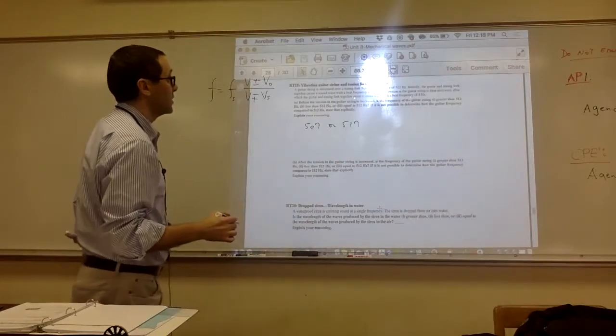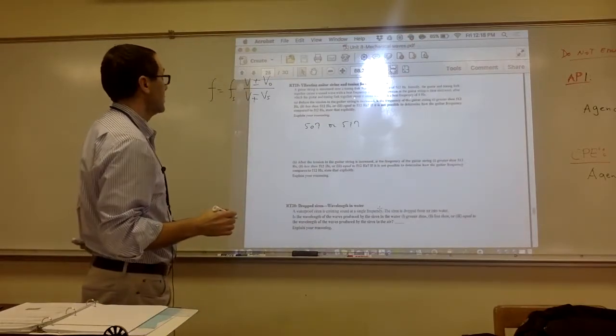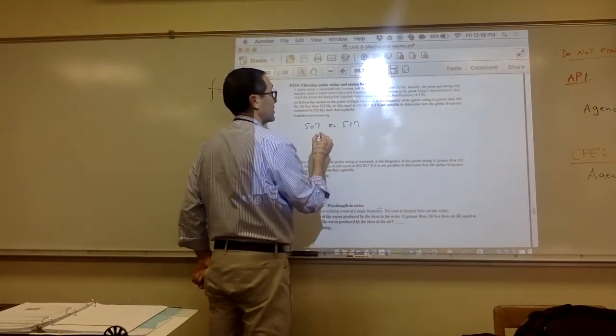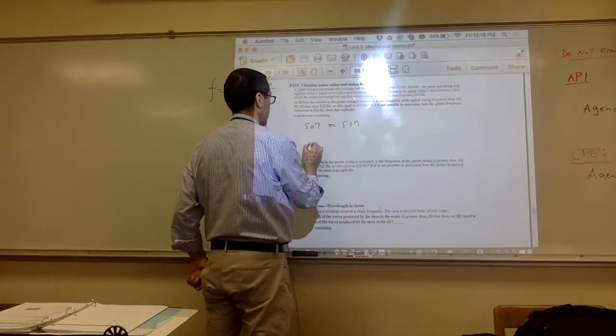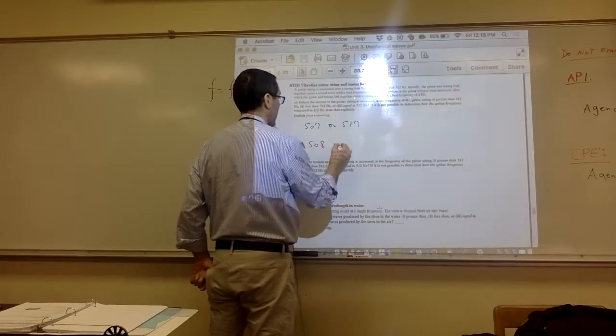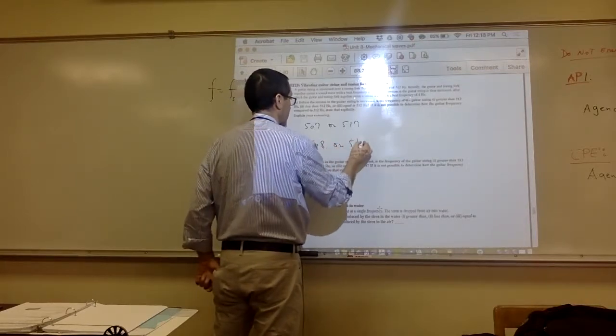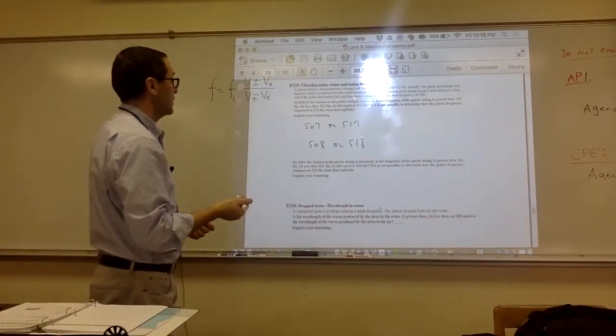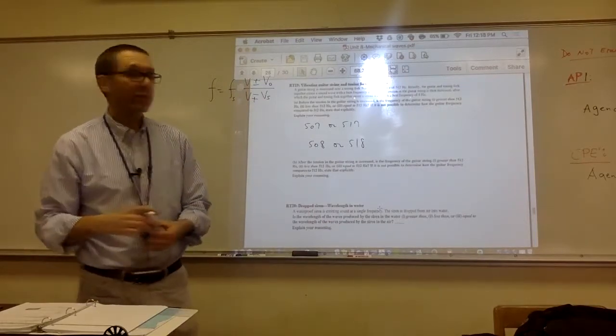The tension in the guitar string is then increased, after which the guitar and tuning fork together create a sound wave with a beat frequency of 4 Hertz. So which means it's 508 or 518. When you increase the tension, you're basically increasing the frequency.